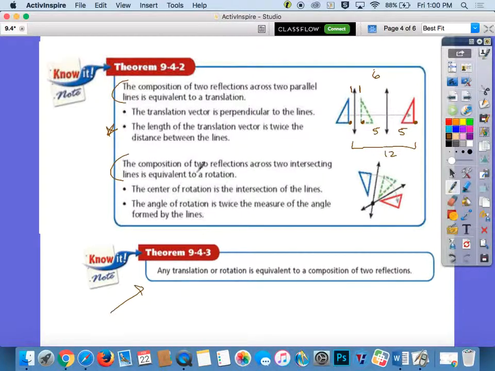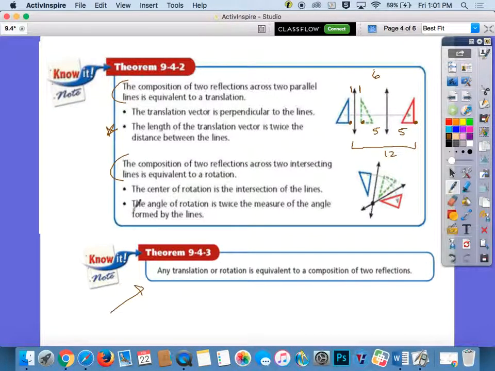The composition of two reflections across two intersecting lines is equivalent to a rotation, all right? So I'm going to reflect, and then I'm going to reflect again. I ended up exactly where I started. This is going to be your center of rotation right here, okay? So the intersection of lines is your center of rotation, the point that it's rotating around. Okay, and that makes sense. I'm going to flip, and then I'm going to flip again. So I ended up flipping over these two lines, which made me orientate exactly where I started.